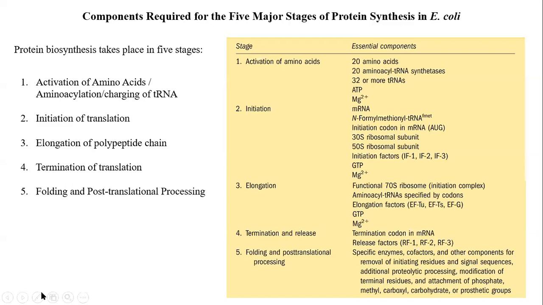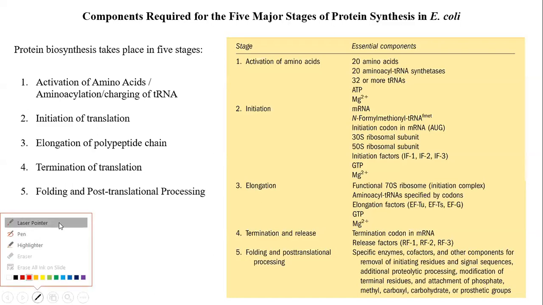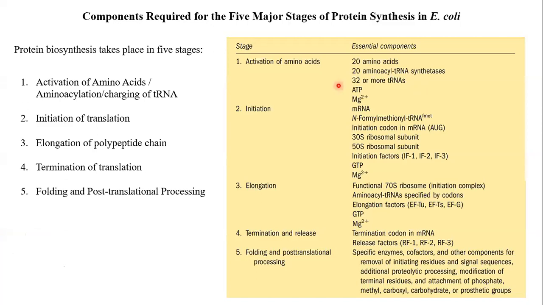For this, the table on the right side shows the essential components. All these are the requirements for activation of amino acids. The process requires 20 amino acids, 20 amino acyl transfer RNA synthetases, these are the enzymes which will perform the reaction, 32 or more transfer RNAs, ATP is the energy required, and Mg2+ is a cofactor for the enzyme. That is, amino acyl transfer RNA synthetase requires Mg2+ as a cofactor.